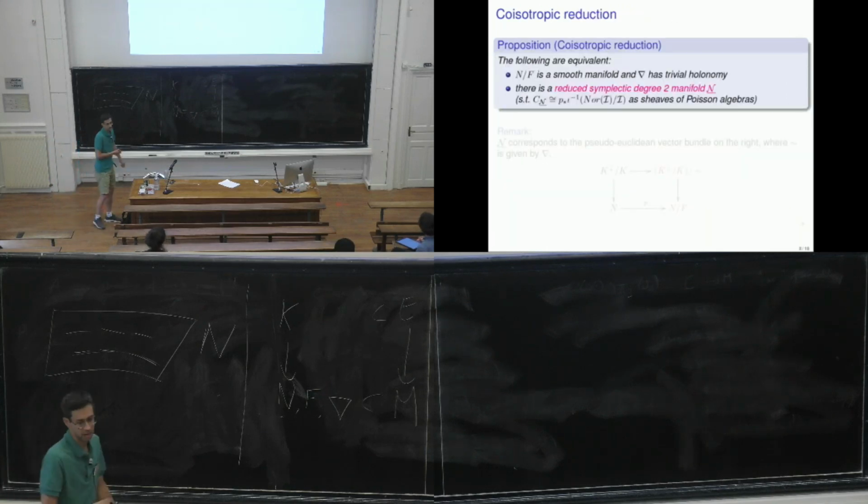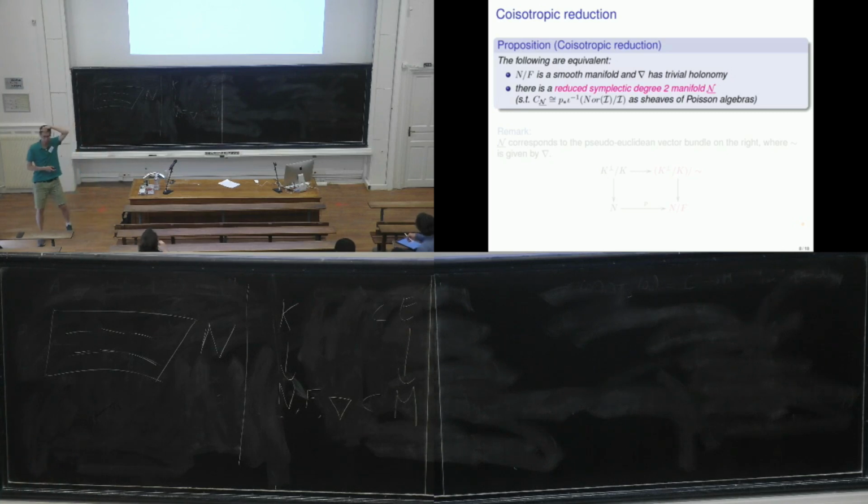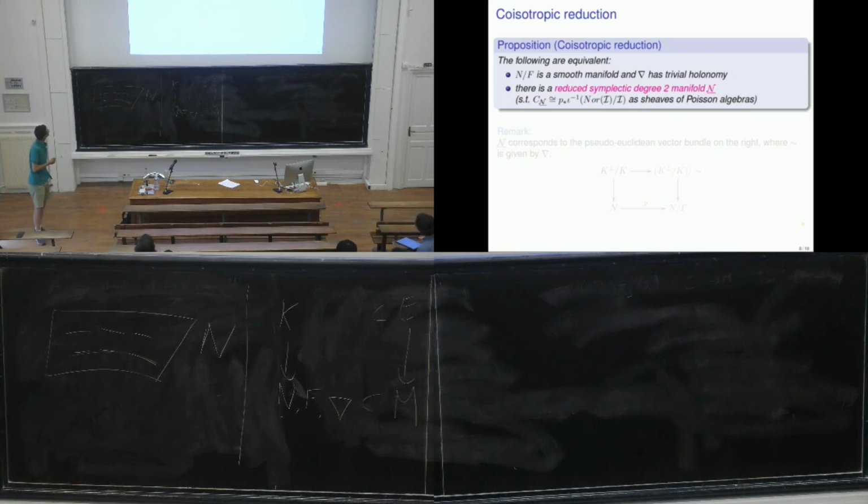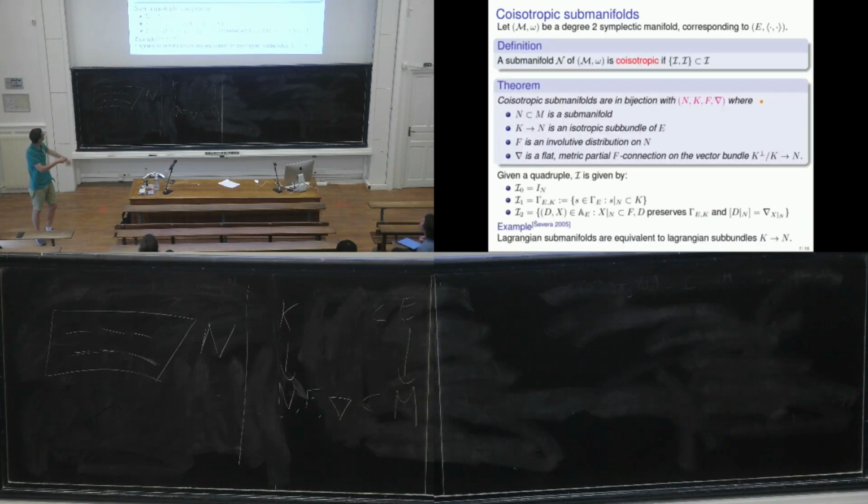Now that we know what a coisotropic submanifold is in this graded world, we can try to see when you can do reduction and get a degree 2 symplectic manifold. As in the ordinary world, we have to worry about smoothness. So this proposition is about when you get an honest degree 2 symplectic manifold, expressed in terms of the ordinary data. Let me go back one second, sorry. So, expressed in terms of this quadruple there.